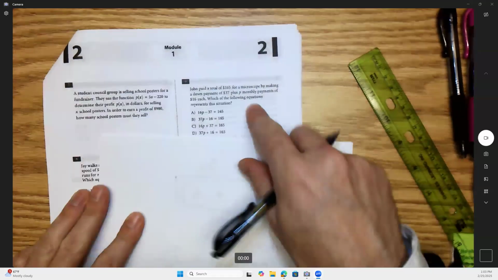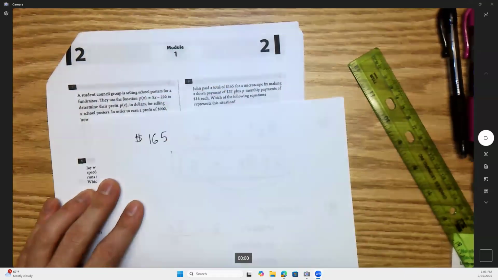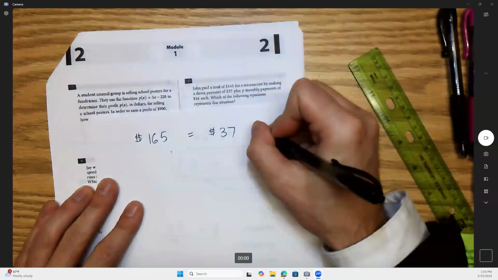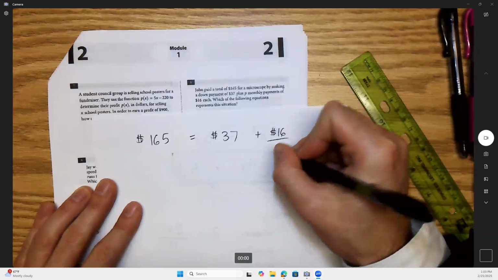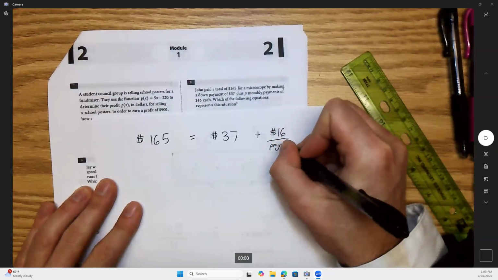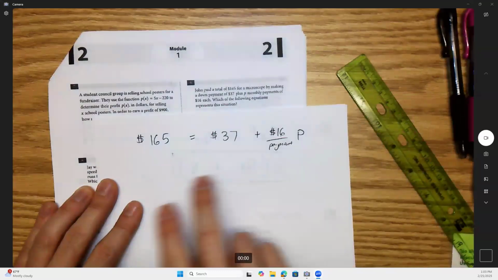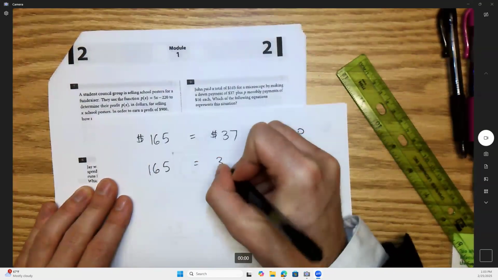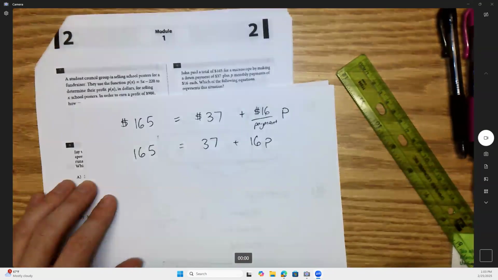So let's see if we can create this whole thing from scratch. So we need $165 to pay for this thing. I'm going to say equals, okay, how are we going to pay for this? Well, we've got the $37 down payment, so I'll throw that on the board. Plus, I've got $16 per payment times some number of monthly payments, P. Okay. Now, I guess you could drop the dollar sign, so that'd be 165 equals 37 plus 16P. Right. That's probably the answer they're looking for.